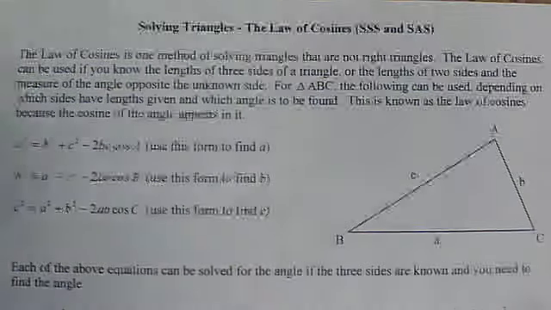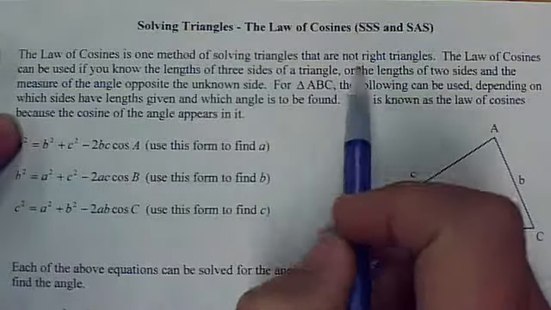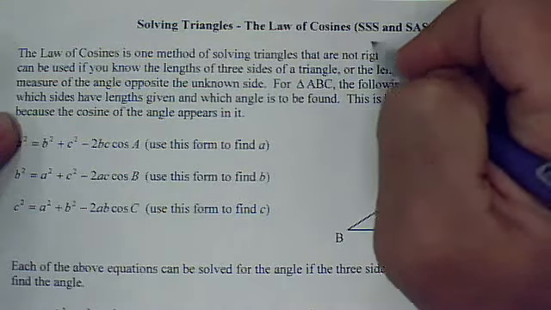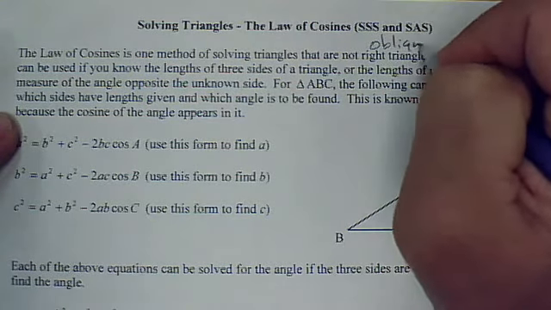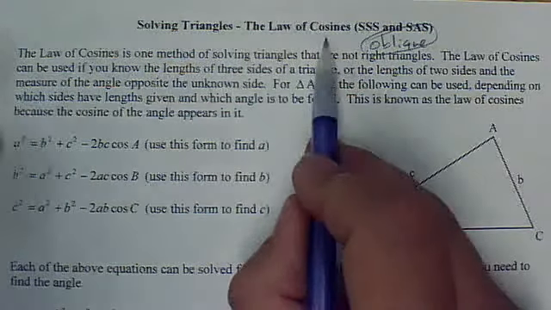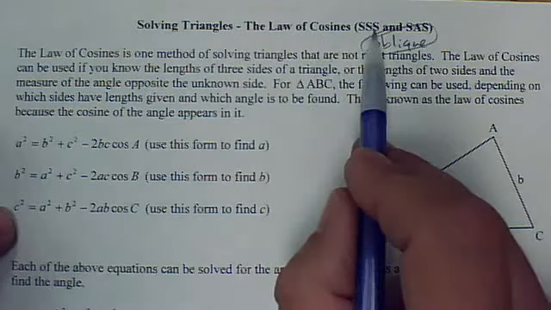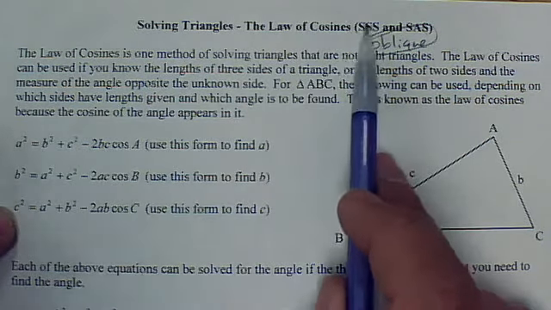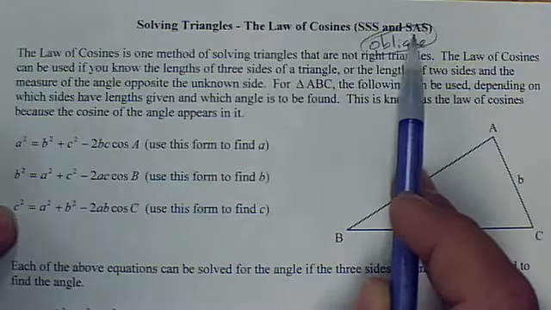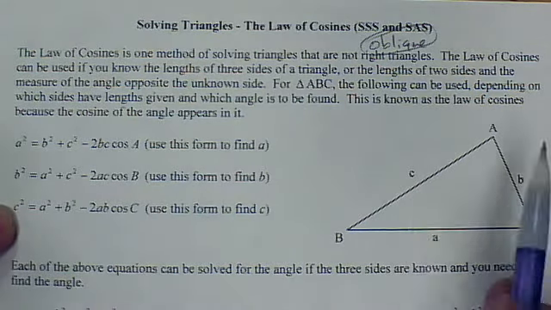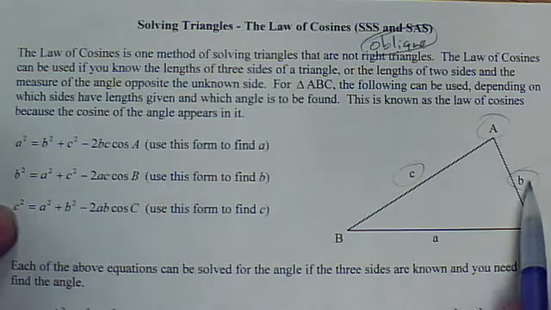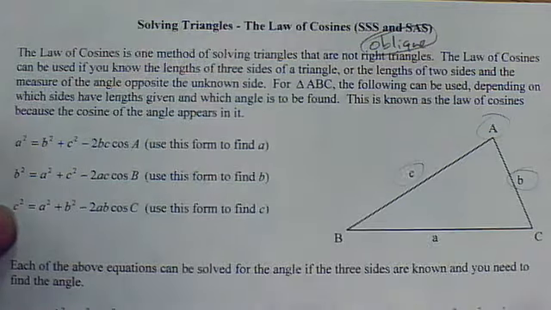Okay, so today we are learning how to solve triangles that are not right triangles. In other words, they're oblique triangles. Now we're going to use law of cosines to do so. You can use law of cosines whenever you have side, side, side, which means that you know all three sides. Or you have a side angle side, which means, if you look at this example right here, if I knew side C, angle A, and side B in that order, side, angle, side, then I could also use law of cosines.